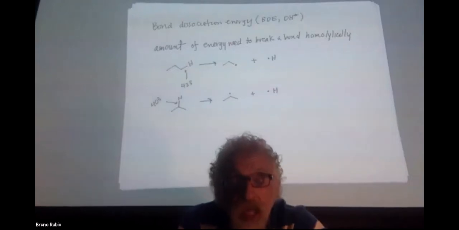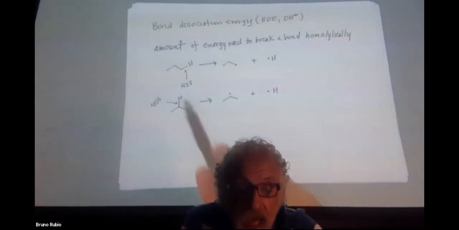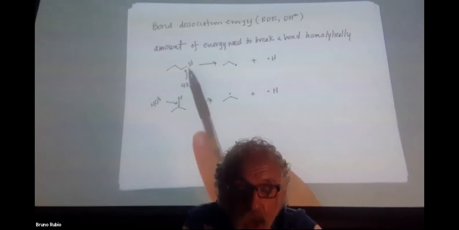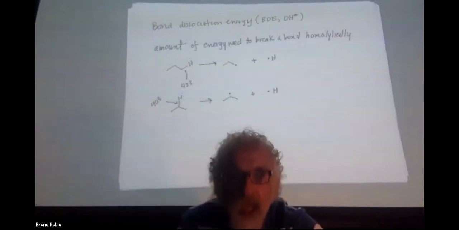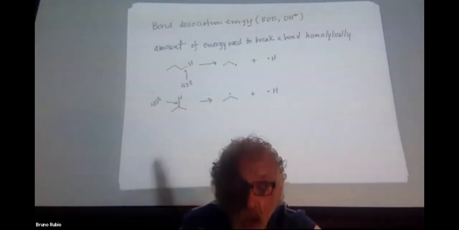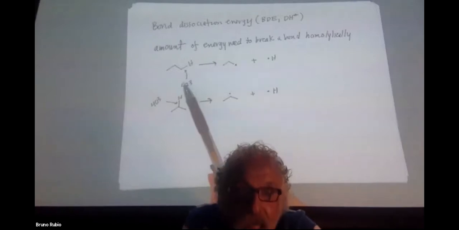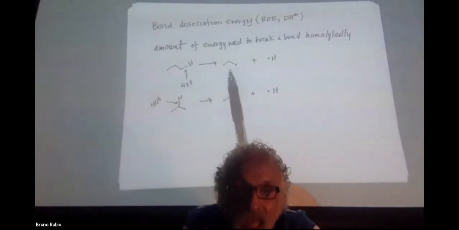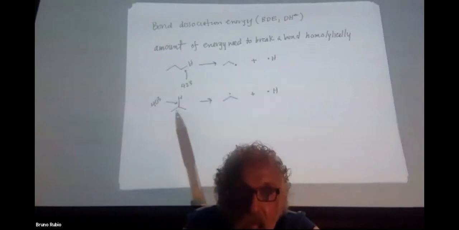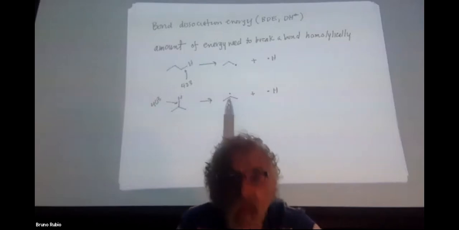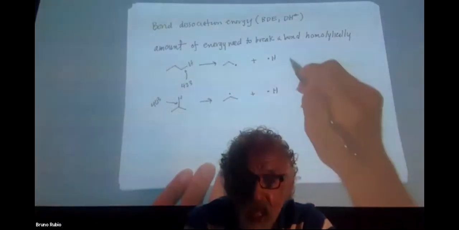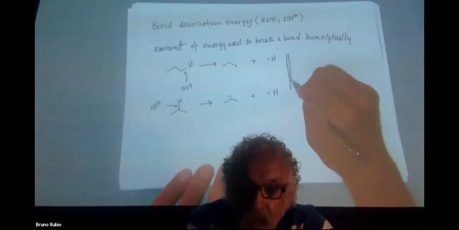Okay, and we see that it takes more energy to break the C1 hydrogen bond than it takes to break the C2 hydrogen bond. The interpretation of these numbers is the following. More energy needed. Why? Because this radical is less stable. This radical doesn't want to form. Less energy needed here. Why? Because this radical is more stable. It forms more readily. That's why less energy is needed. So that's the interpretation of these numbers.